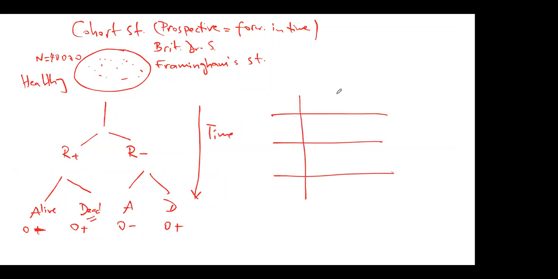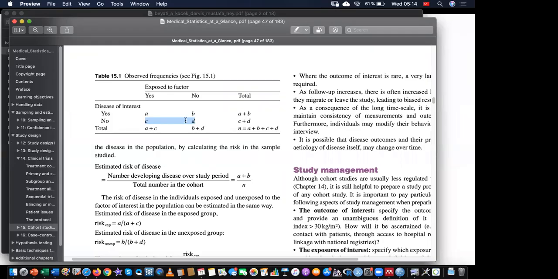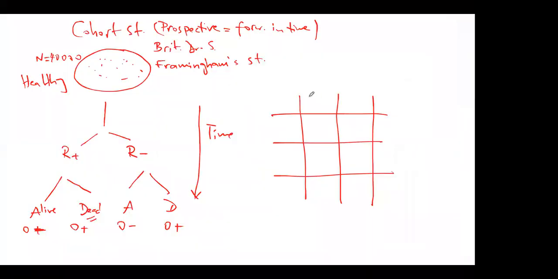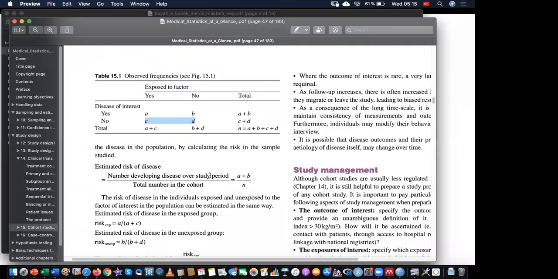2x2 table. So in the columns, we have the risk factor, risk positive, risk negative. And in the rows, we have the disease positive and disease negative. We call this A, B, C, and D.